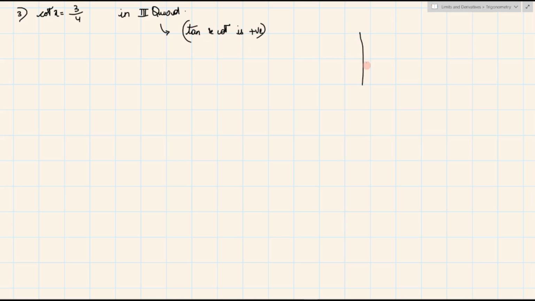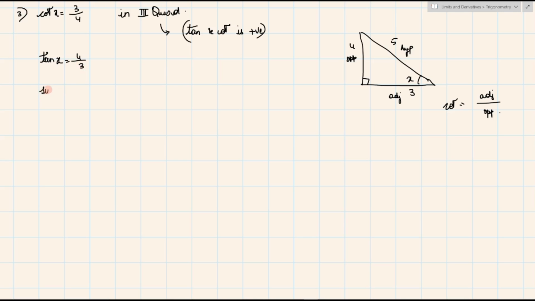So if we have a right angle triangle, and if this angle is x and this is 90 degrees and this is the hypotenuse, and this would be opposite and this would be adjacent, we know that cot is nothing but adjacent side divided by opposite side. So the adjacent side is 3 and the opposite side is 4. So 3, 4, and the hypotenuse will be equal to 5. Here tan is nothing but the reciprocal of cot, that is 4 by 3.